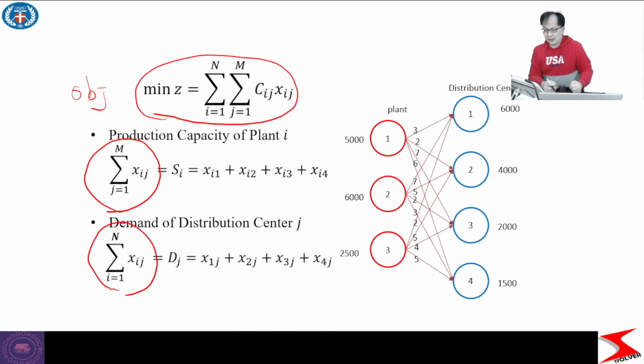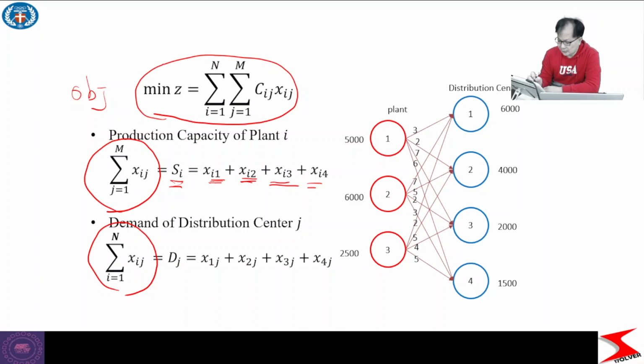Okay, for example, this one, Si, means the supplier of plant i. Xi1 means plant i shipped to distribution center DC1, right? And this one is plant i shipping goods to DC2. So the total shipped out should be the same quantity as the supplier quantity.